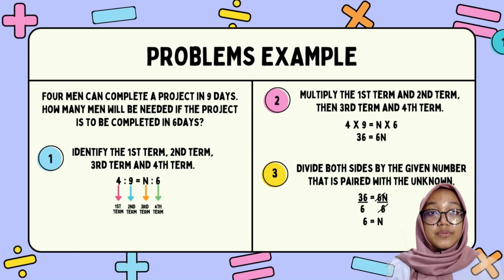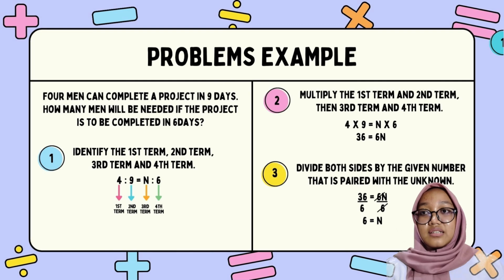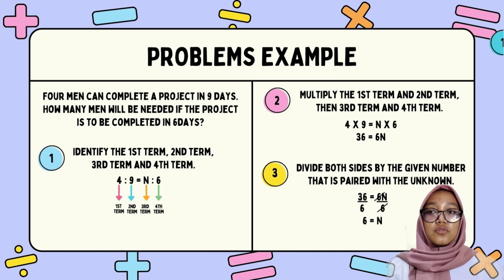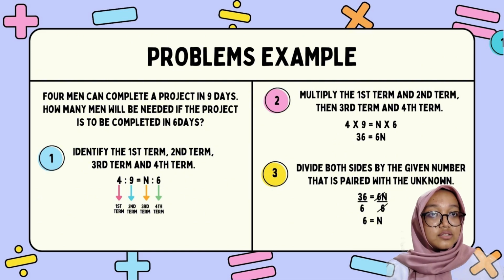Next, I have a problem, example 2. The question is: 4 men can complete a project in 9 days. How many men will be needed if the project is to be completed in 6 days? So the first step is identify the first term, second term, third term, and fourth term. We have the first term is 4, second term is 9, third term we will call n, and the fourth term is 6.